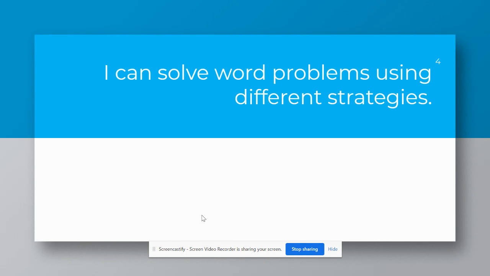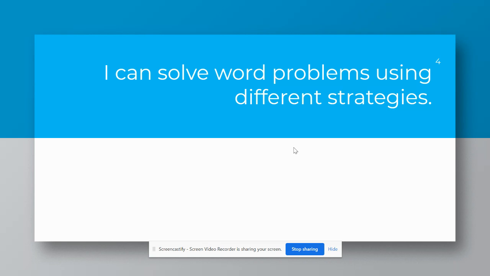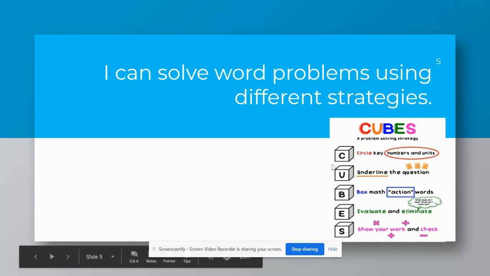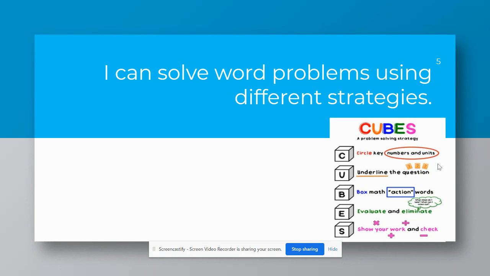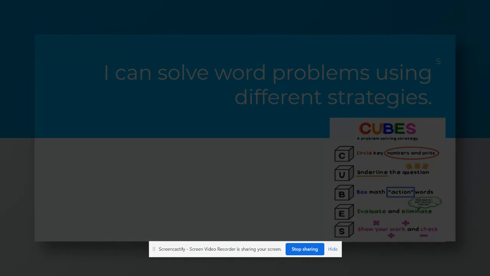Our learning target for the day is: I can solve word problems using different strategies. And when I say different strategies, I'm talking about all the different strategies we have learned during our school year. This is the strategy I want you to remember and use the most today. It's the CUBE strategy, where we circle the key numbers, underline the question, box the math actions, evaluate and eliminate, and show your work. This is going to be the key component here. You need to show your work.